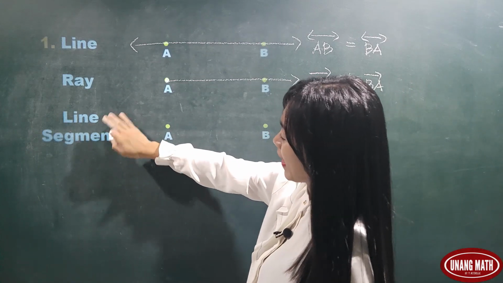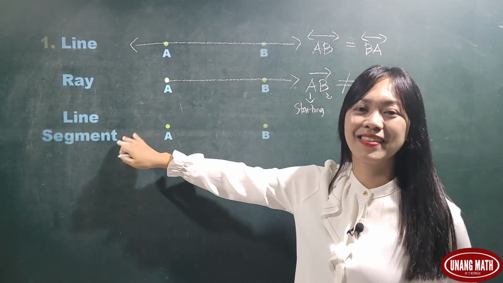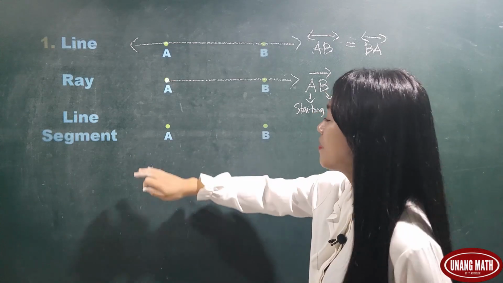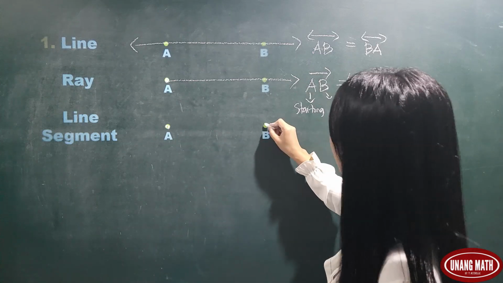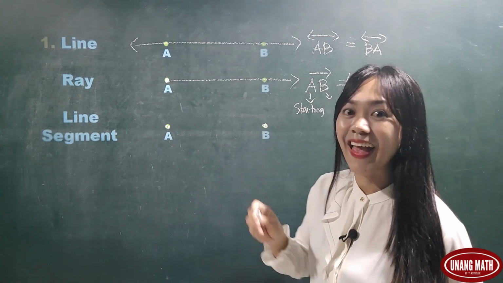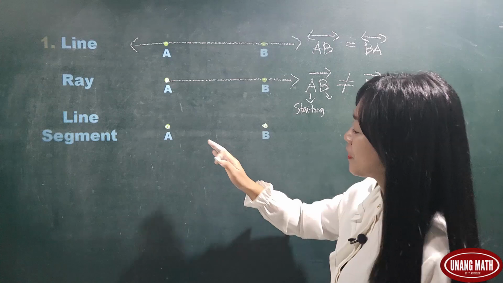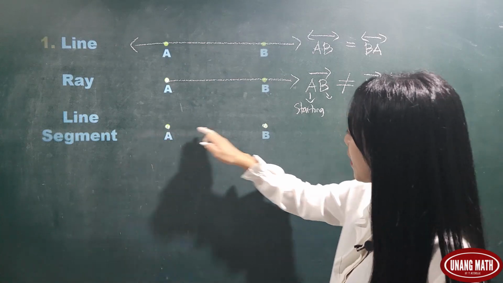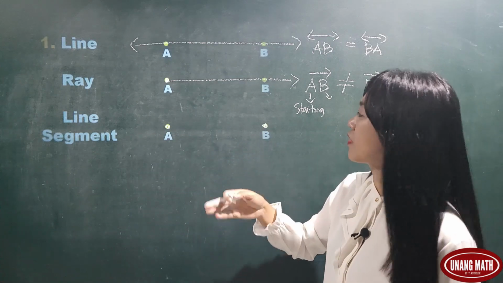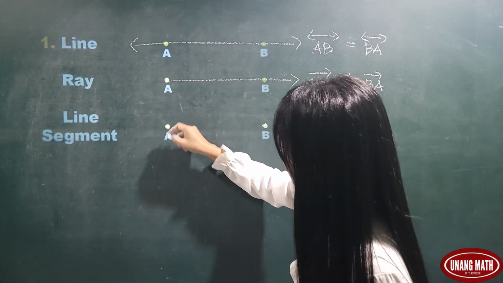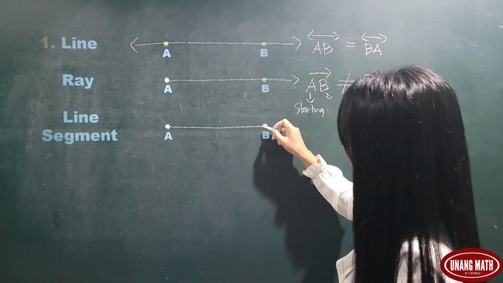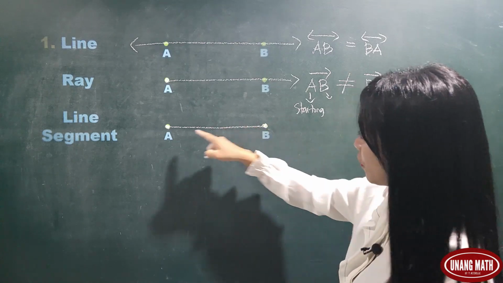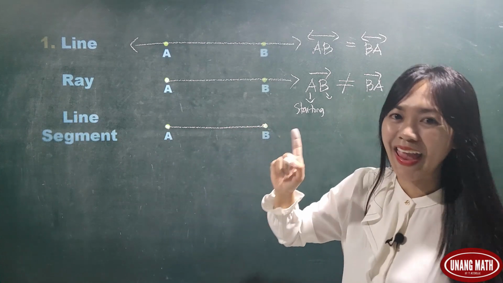Okay, let's move on to line segment, or we can just say segment. In math, a segment has a starting point and it has an end point. So let's say, for example, segment AB. How are we going to draw segment AB? So A is the starting point. Just connect or draw a straight line connecting to the end point. So this is segment AB.